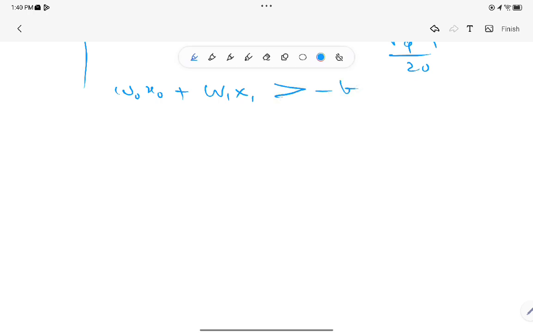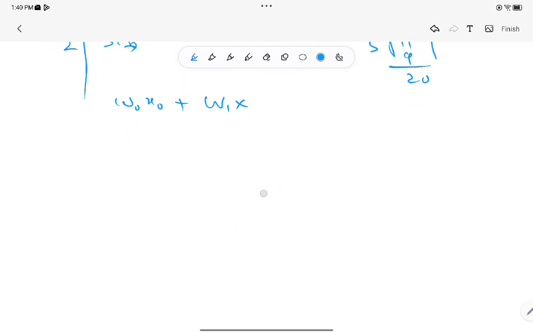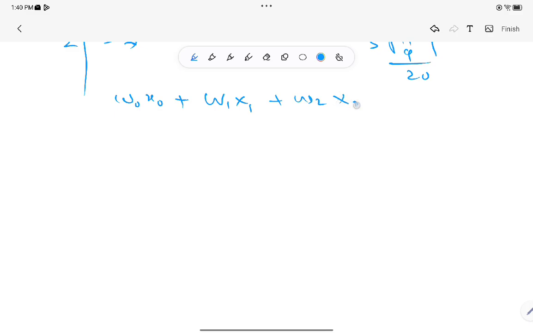Oh, sorry, I'm sorry. We have already changed that minus b into this. I'm sorry for this. So let me delete it. This is w0 x0 plus w1 x1 plus w2 x2 equal to 0. Let's take this first. Equal to 0.